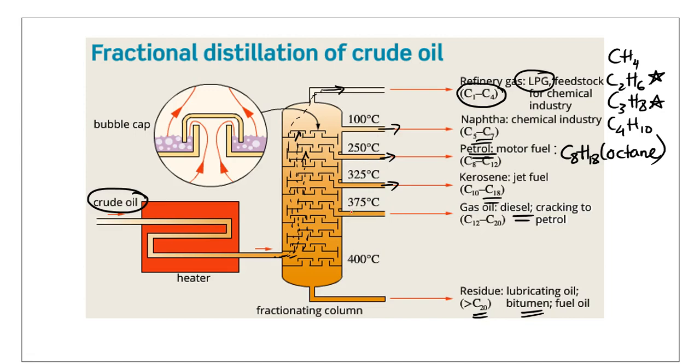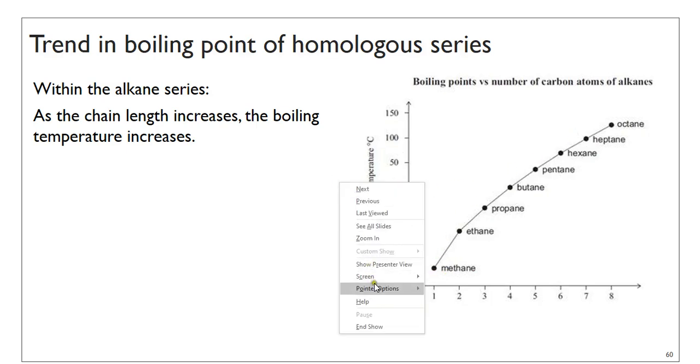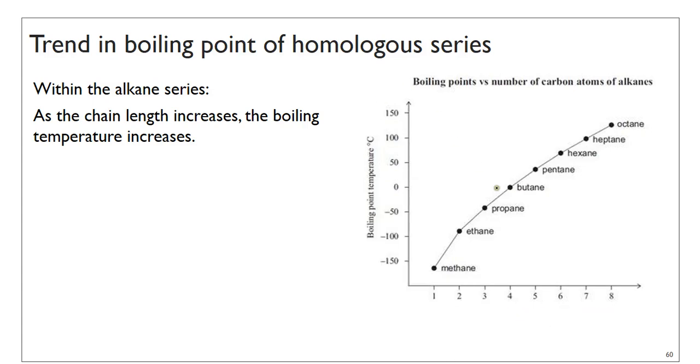There is another way to visualize this trend, and that is to plot the boiling temperature against the number of carbons. This is just the first 8 carbon atoms, and you can see there is an increase. It's not a linear relationship, and you do not have to explain why it's not a linear relationship, but you can see there is an increase in the boiling temperature as you have more carbon atoms. So as the chain length increases, the boiling temperature increases.